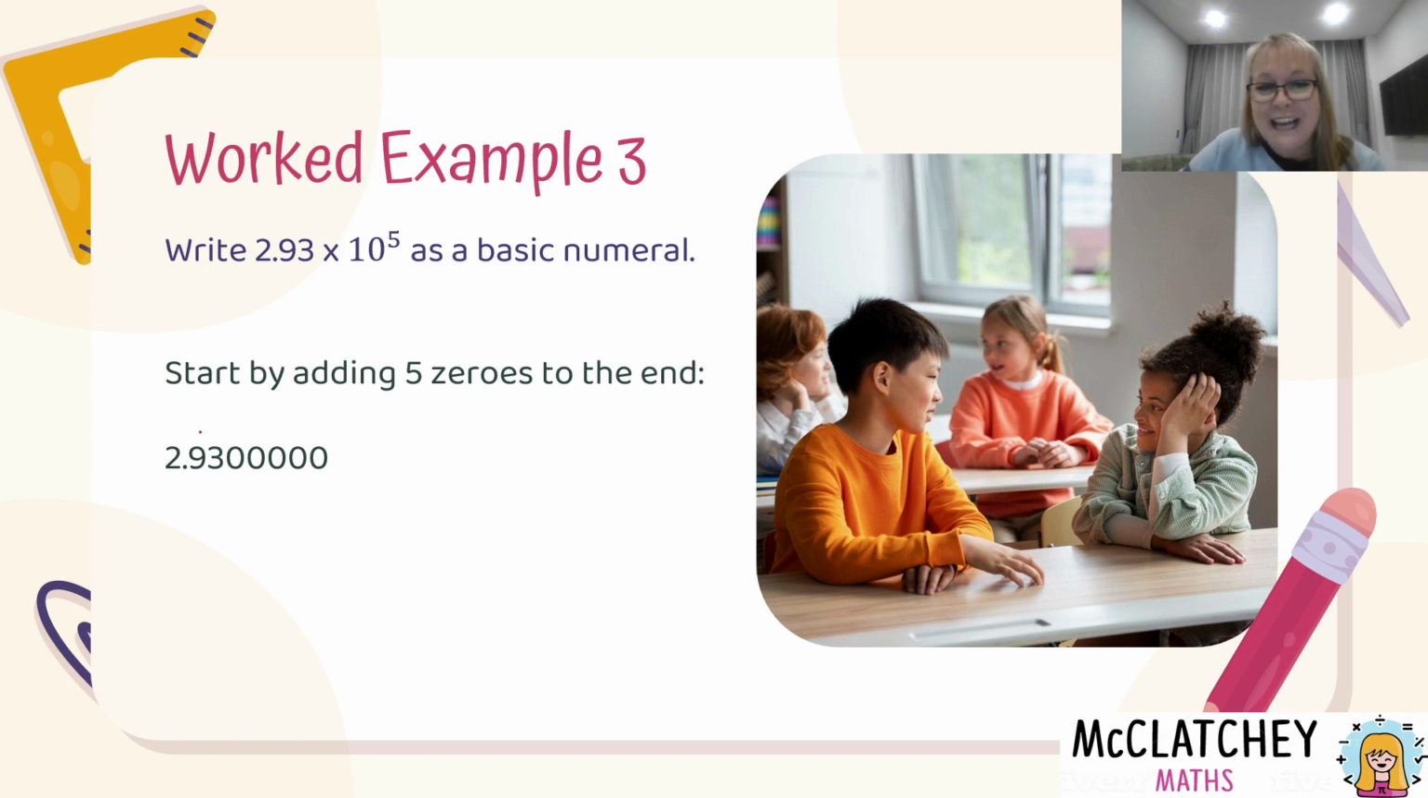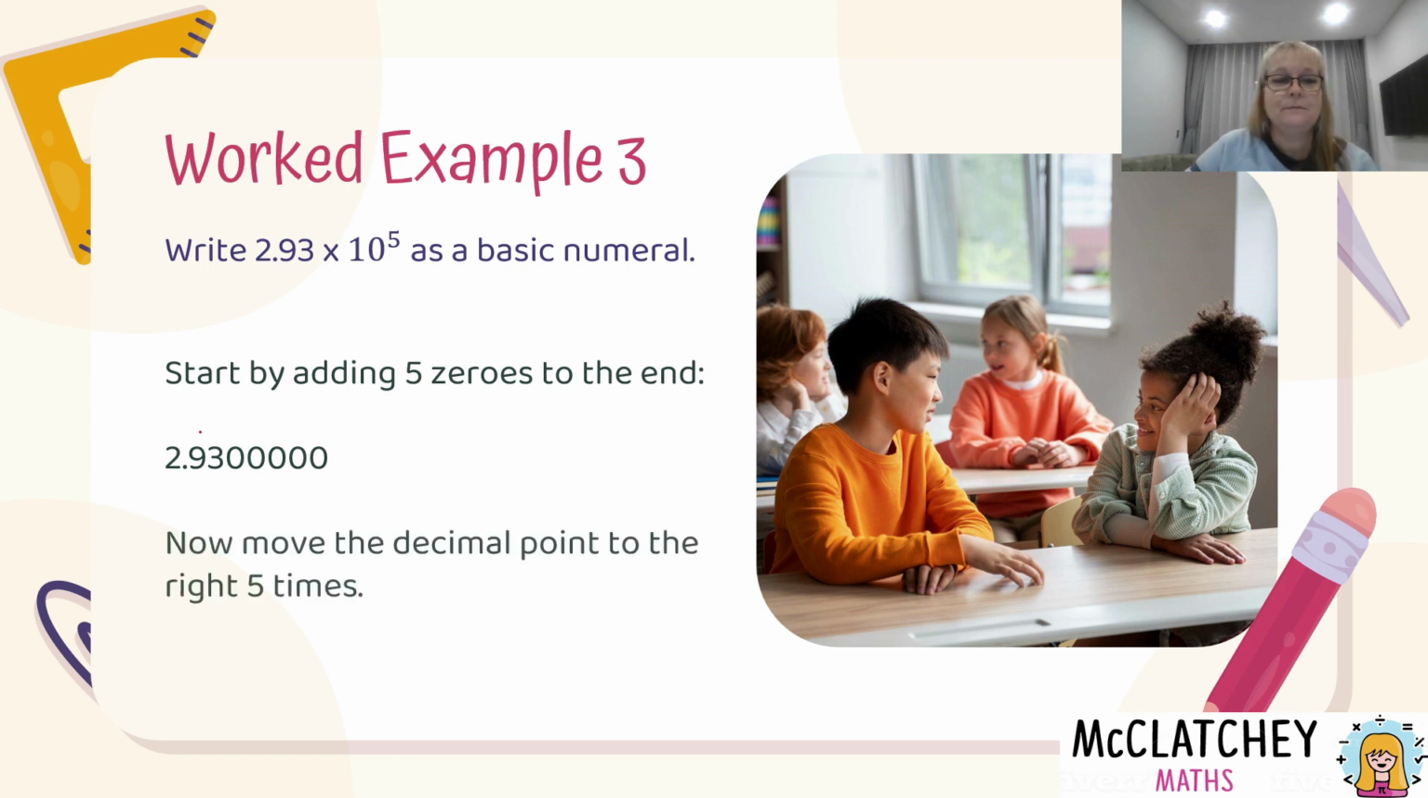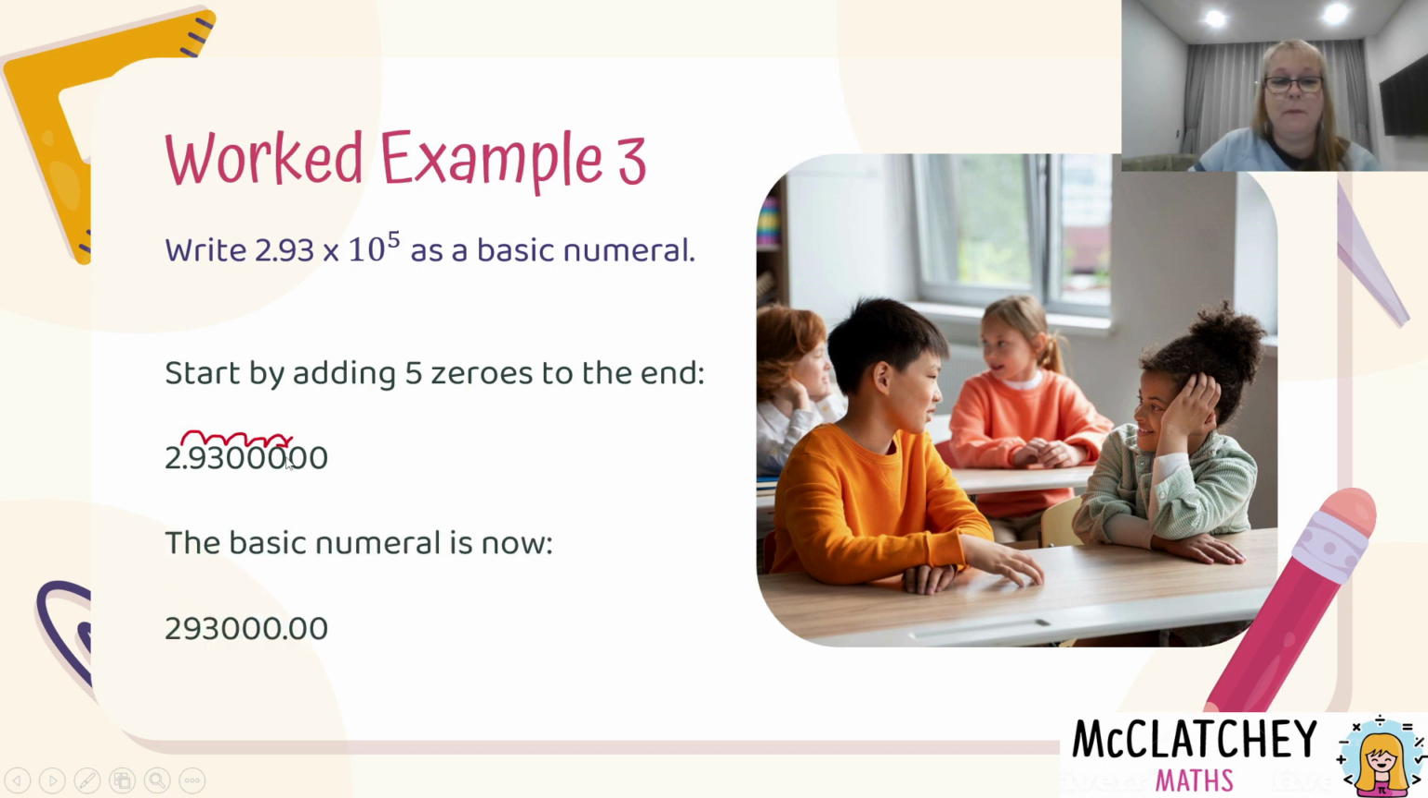Now we're going to move that decimal point to the right. And we're going to do it 5 times. So let's see how it goes there. We've got 1, 2, 3, 4, 5 positions there. So my new number will now be 293 with 3 zeros, dot 00.